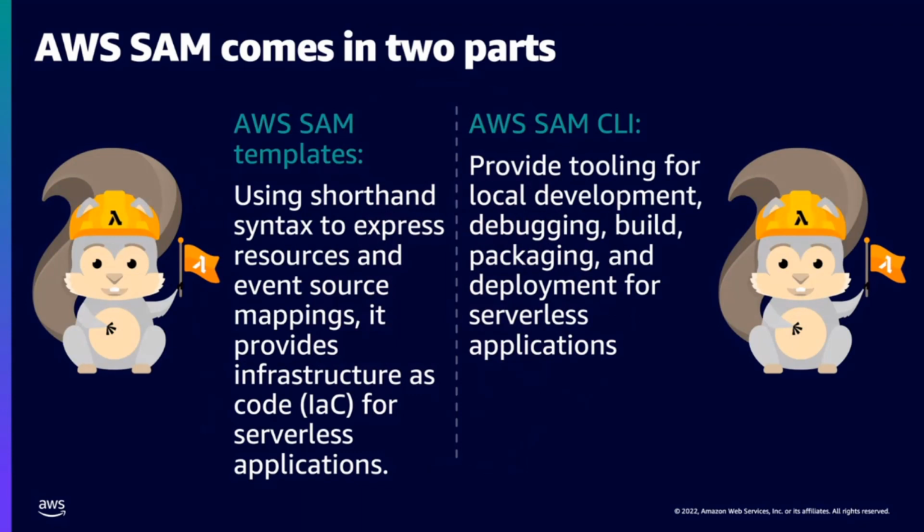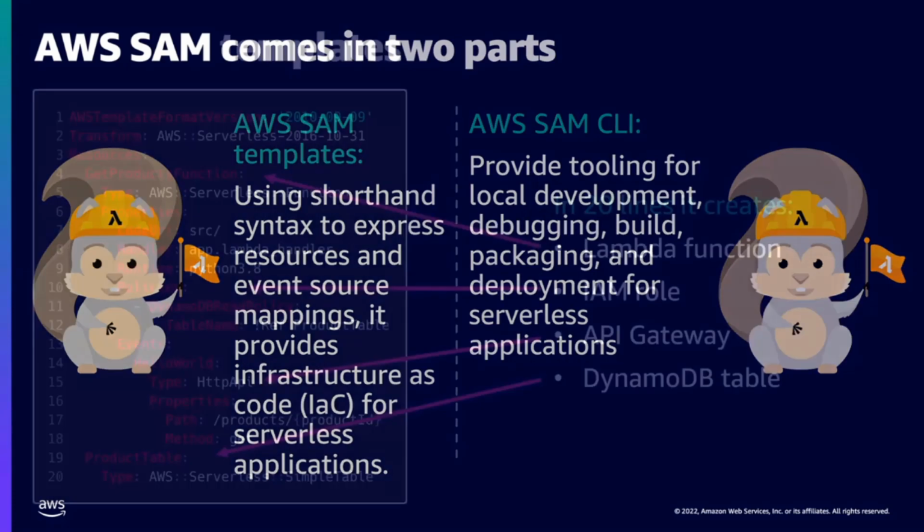The first is SAM templates, which we've talked about, which allows you to version your infrastructure as code, and I'm going to show you an example of this. The second is the SAM CLI, or command line interface. This is a utility that you install on your local machine that helps you with local development, debugging, builds, and deployment for your serverless application.